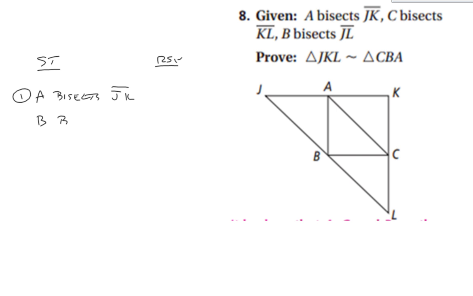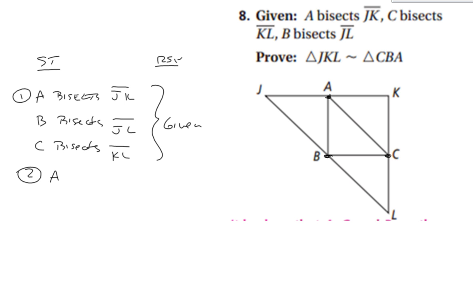B bisects line segment JL, and C bisects KL. Okay, and the reason for that, obviously, is given. So these points are line bisectors. Well, what does that mean?